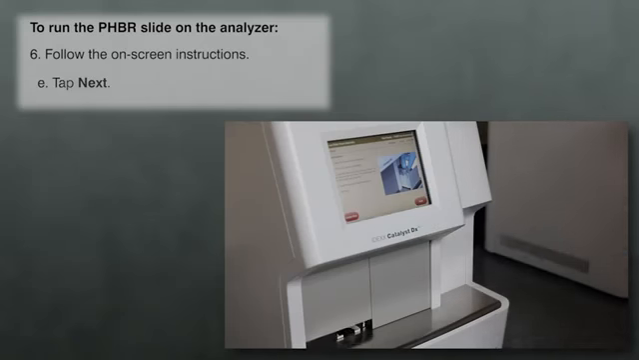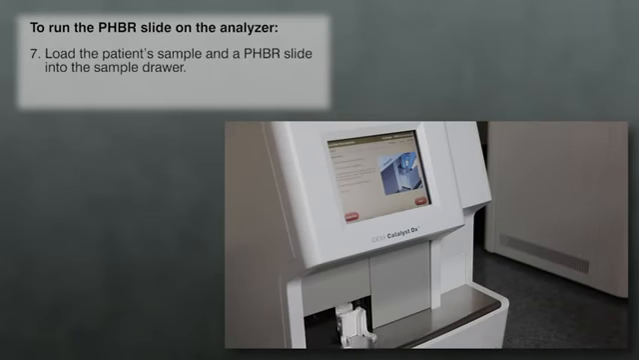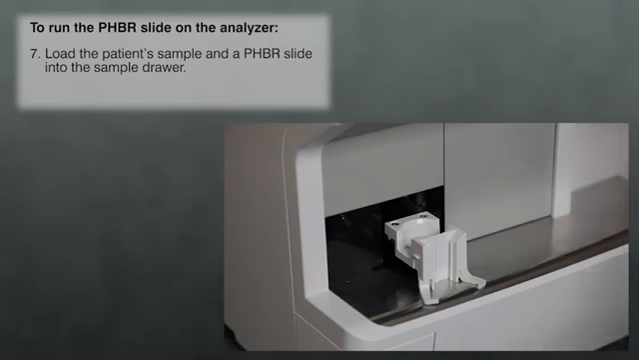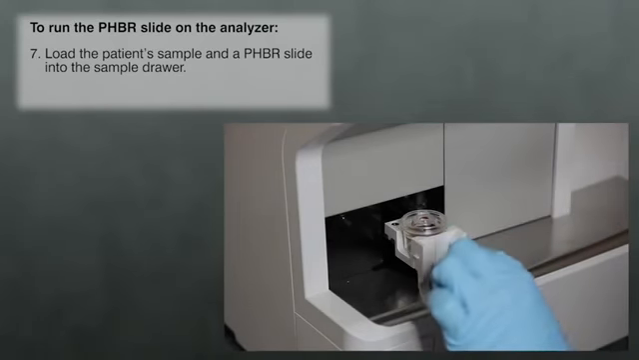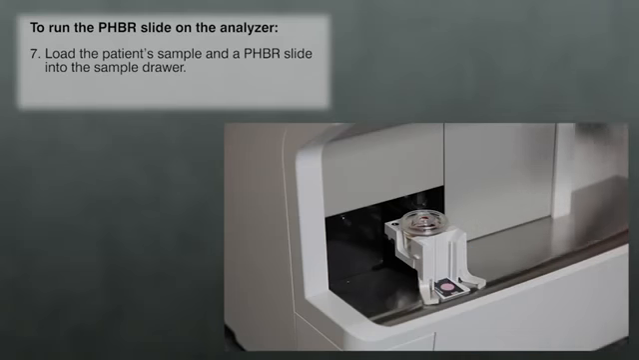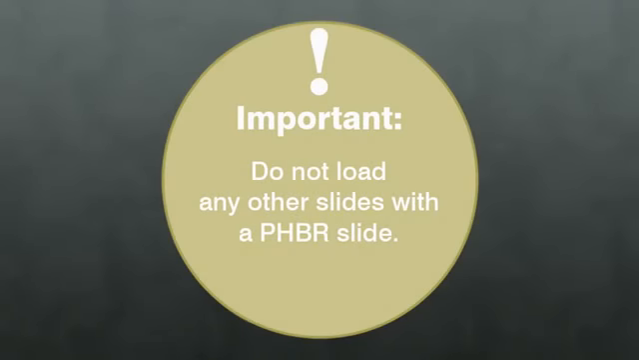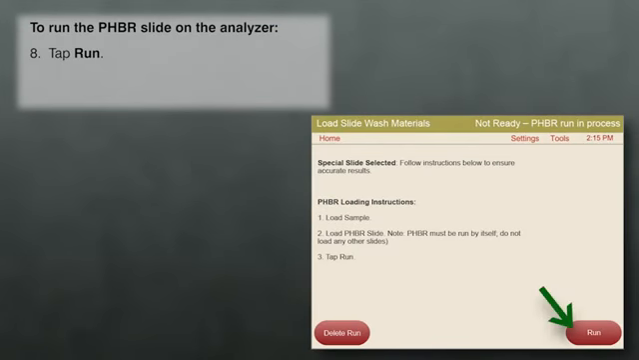Tap Next. The sample drawer will open. Place the phenobarbital slide and sample vessel on the loading bay. Important: do not load any other slides with the phenobarbital slide. The test must be run by itself. Tap Run.